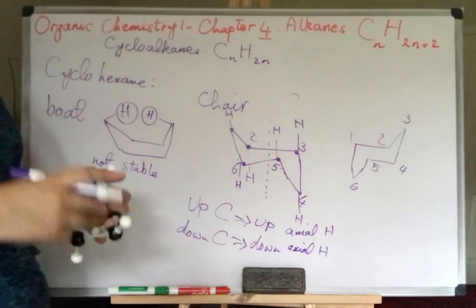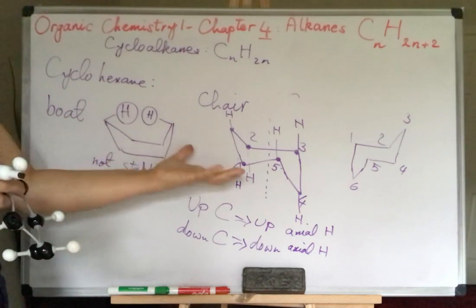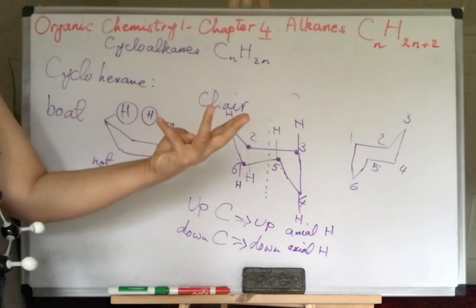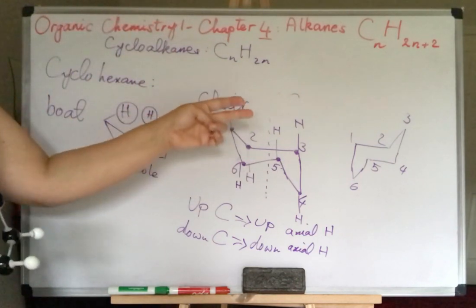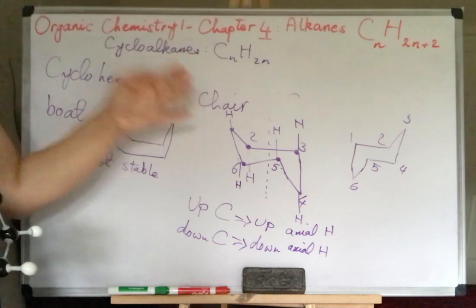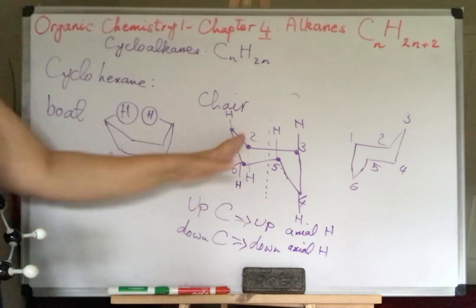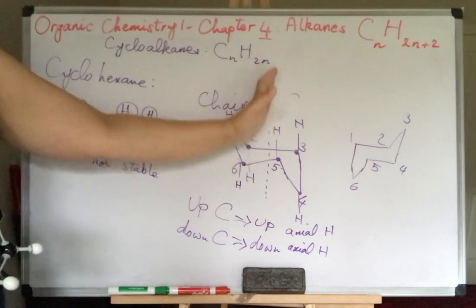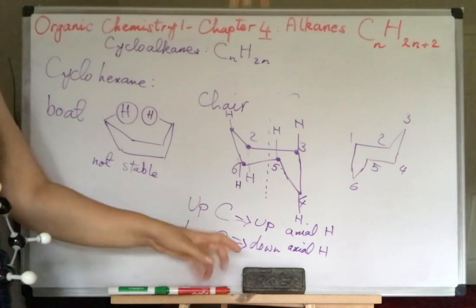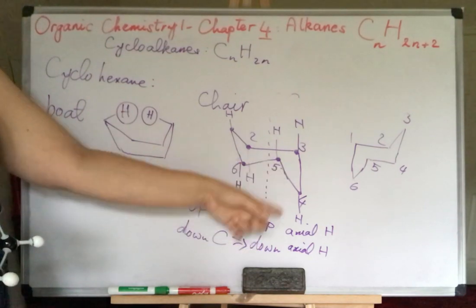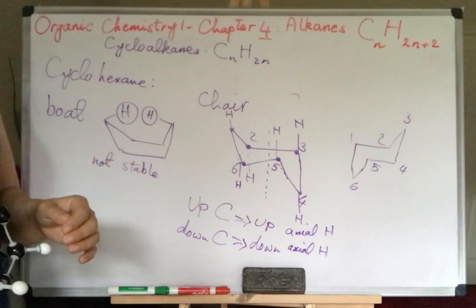That's what you can refer to when you are drawing your cyclohexane chair. So you have 3 up carbons, 3 down carbons. Every other carbon, they repeat. On the up carbons, you have up axial hydrogens. What are axial hydrogens? The ones that are parallel to the axis of the molecule. Then on the down carbons, you have down axial hydrogens drawn towards the bottom of the molecule.